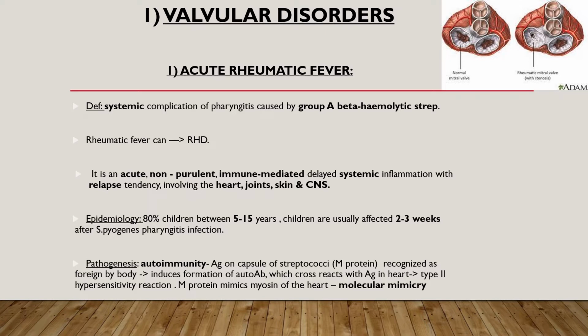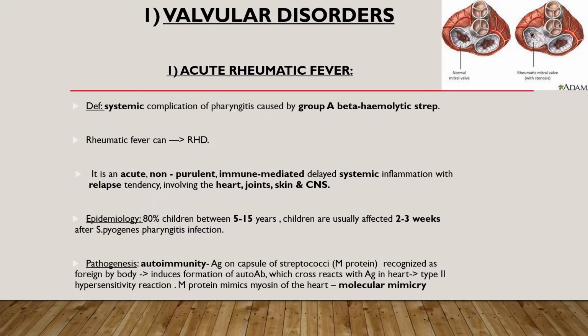So, acute rheumatic fever, what is it? It's basically a complication of a group A beta hemolytic strep infection, which you have studied already in microbiology when you have pharyngitis due to group A strep. It's an acute, non-purulent, immune-mediated systemic inflammation, so it's affecting the entire body and it has tendency to relapse.